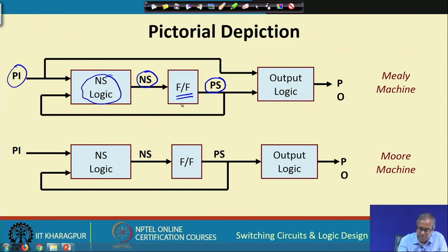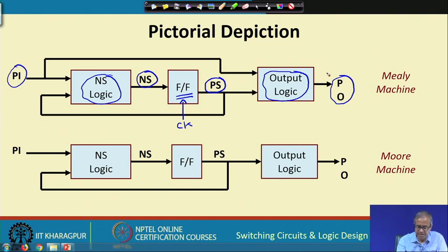Well, one thing I have not shown is the clock. The clock is also there. So, whenever the clock comes, the next state will get stored in the flip flop and it will now become the present state. Okay? And there is another combinational circuit called the output logic, which again takes the PI and the present state as input and generates the primary outputs PO.